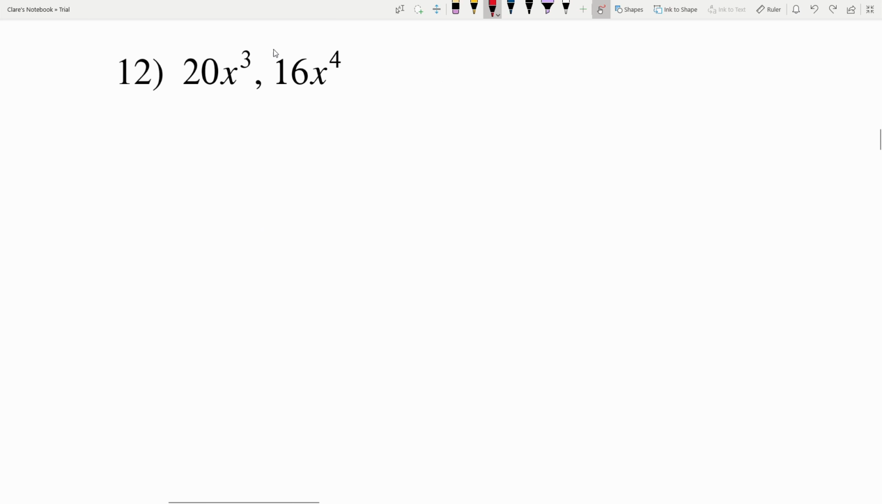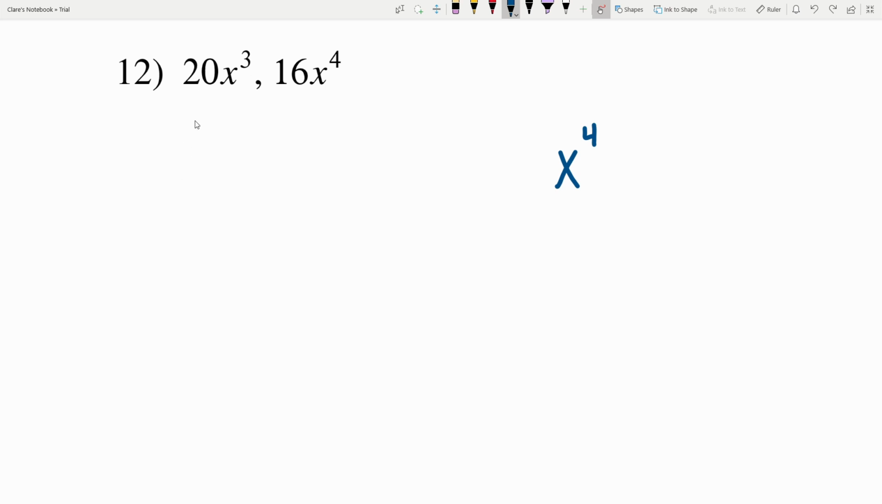In number 12, we have 20x cubed and 16x to the fourth. Now remember that trick I told you about dealing with variables, we're going to take the greatest exponents. So between x cubed and x to the fourth, dealing with only one variable, we're going to have x to the fourth. And this is because x cubed times x gives us x to the fourth, and x to the fourth times, well, just 1 gives us x to the fourth. So x to the fourth is that LCM. But now we have to look at also our coefficients. 20 and 16, what's that coefficient LCM?